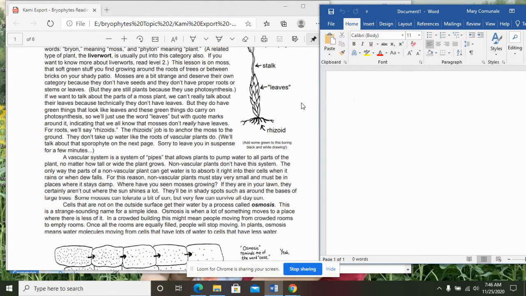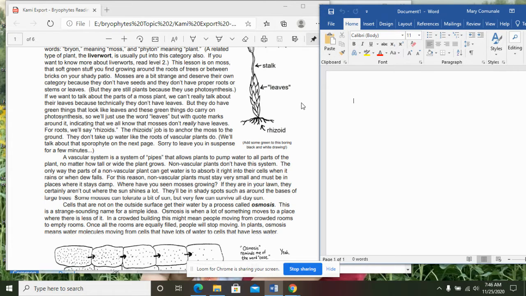A vascular system is a system of pipes that allows plants to pump water to all parts of the plant, no matter how tall or wide the plant grows. Non-vascular plants don't have this system. The only way the parts of a non-vascular plant can get water is to absorb it right into their cells when it rains or when dew falls. For this reason, non-vascular plants must stay very small and must be in places where it stays damp.